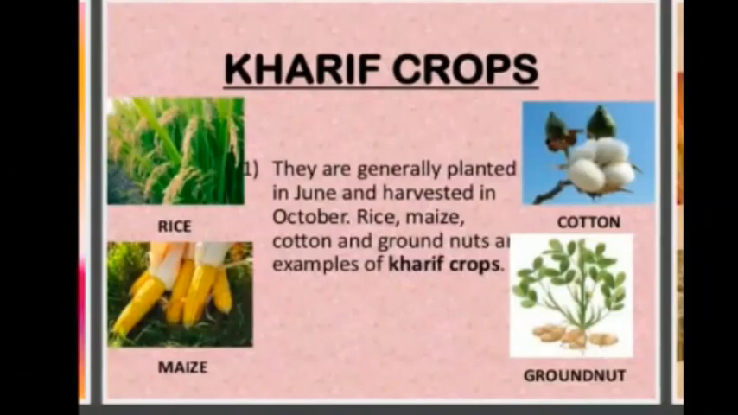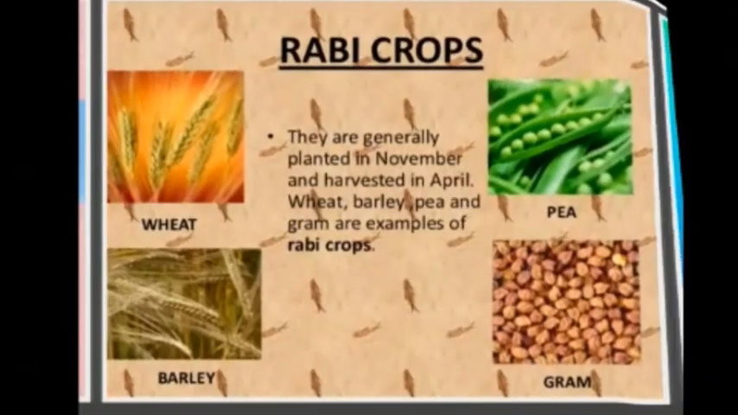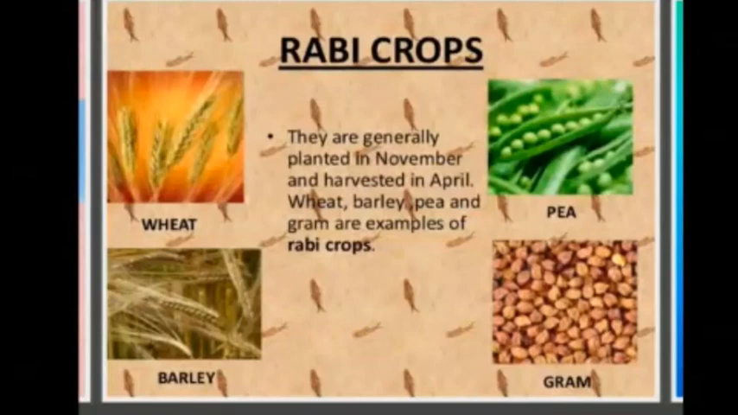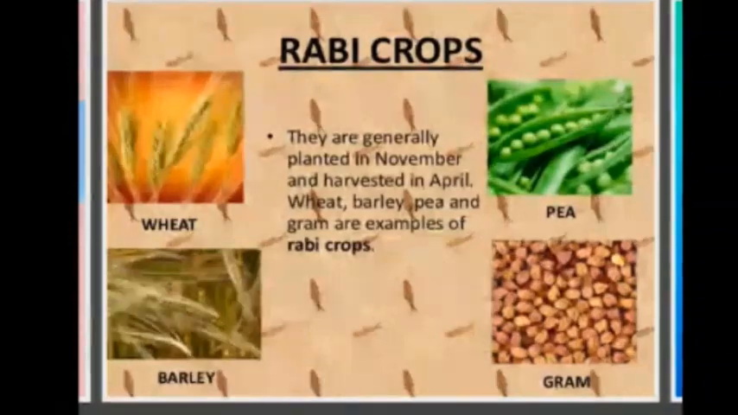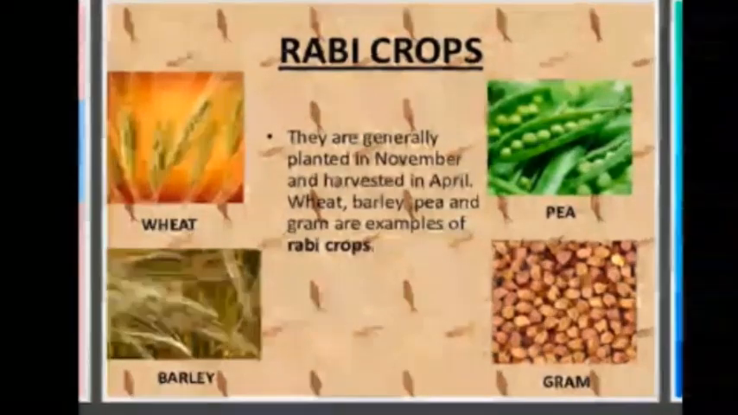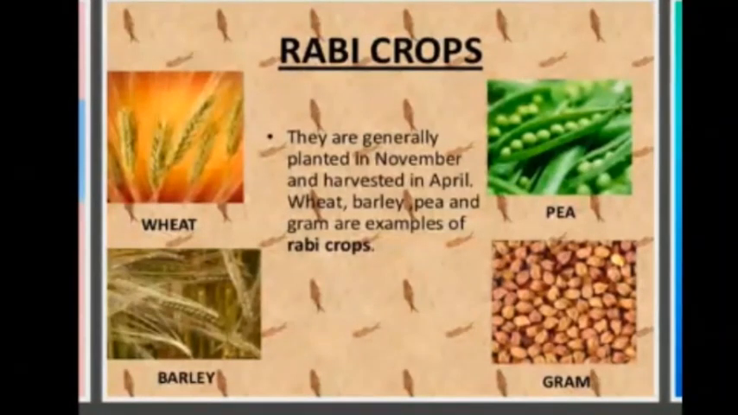Next are Rabi crops. Rabi crops are basically sown in the winter season. Why are they sown in the winter season? Because they do not require as much water. They are generally planted in November and harvested in April. Some examples are wheat, barley, pea, gram.